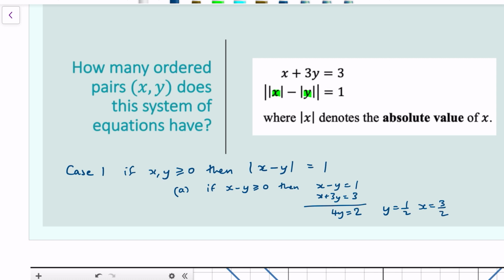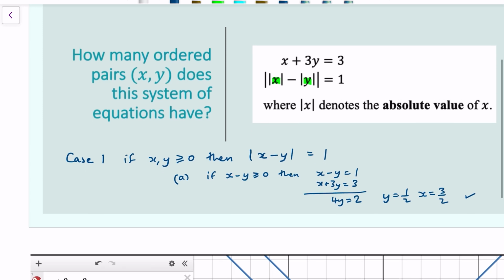And if we just check those, 3 over 2 minus 1 over 2 is 1, and 3 over 2 plus 3 lots of 1 over 2 is 6 over 2, which is 3. So it satisfies those equations. But does it satisfy the original conditions? Well, yes, they're both positive. And is x minus y greater than or equal to 0? Yes. So that is a solution because it's valid, it meets the original conditions.